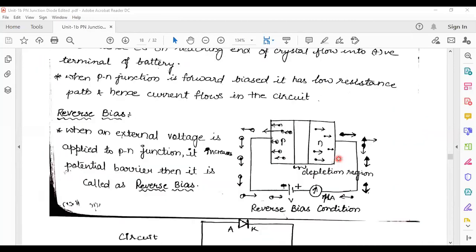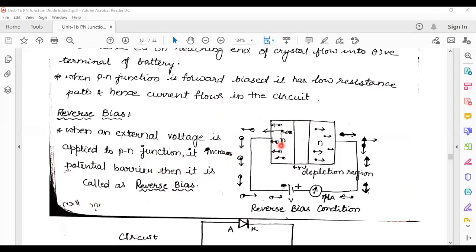And in the reverse bias direction, when an external voltage is applied to PN junction, it increases the potential barrier, then it is called reverse bias direction. Simply, forward bias condition means applying positive voltage. Reverse bias direction means applying negative voltage. When an external voltage is applied to PN junction, it increases the potential barrier. This potential barrier is going to increase.